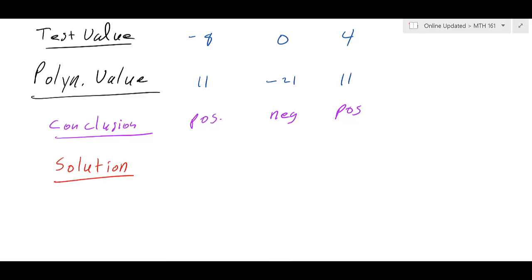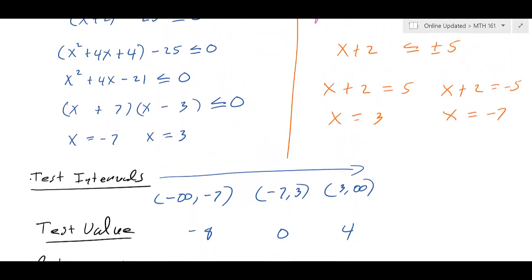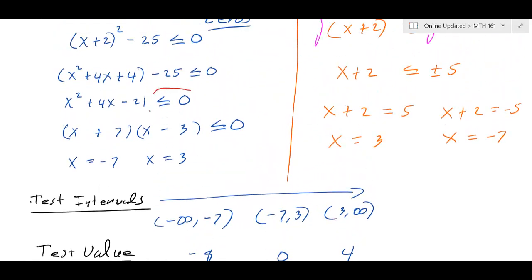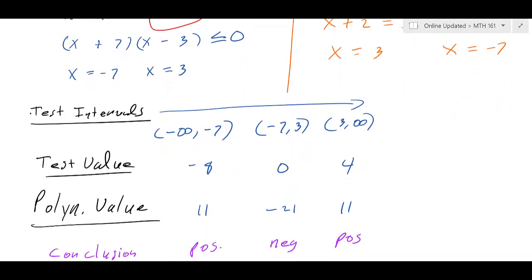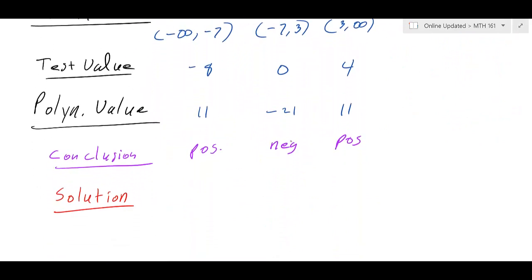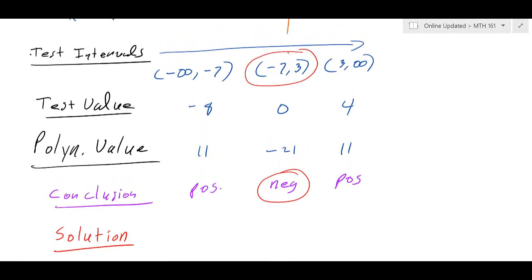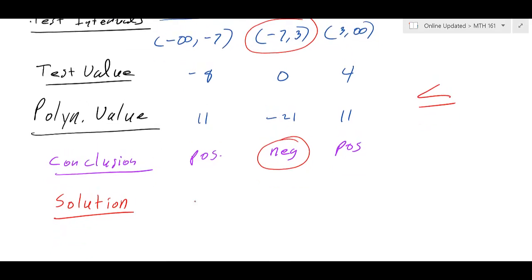Well, for the solution then, we're looking for values here that are less than or equal to 0. So that means we're looking for a negative value. So that means we would look at the interval here of negative 7 to 3. And because this was less than or equal to, that means we're going to include the endpoints. So we would use a bracket on the negative 7, and then also a bracket on the positive 3.